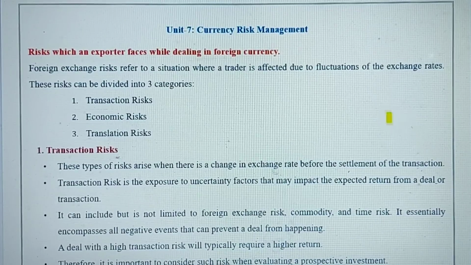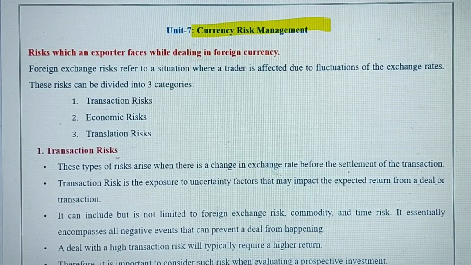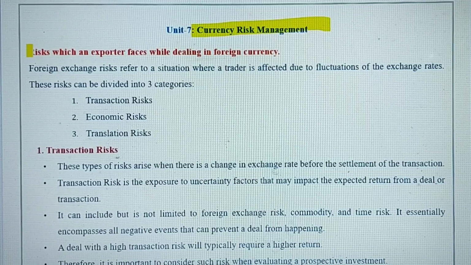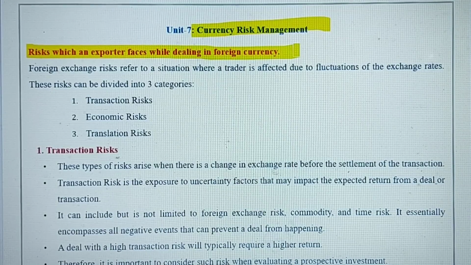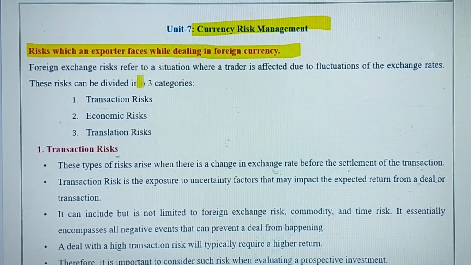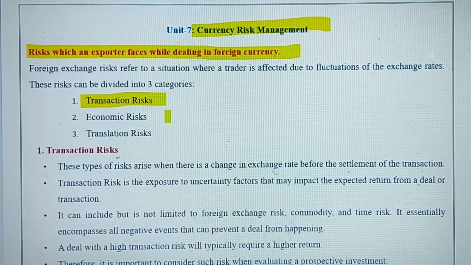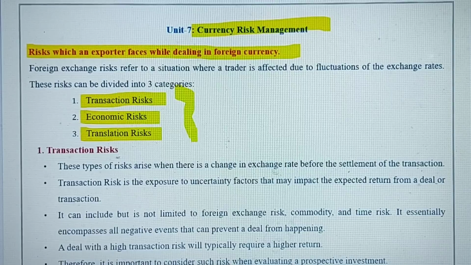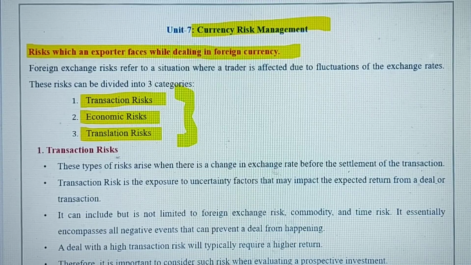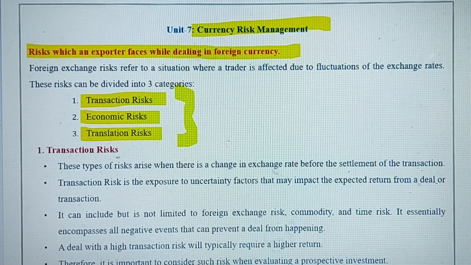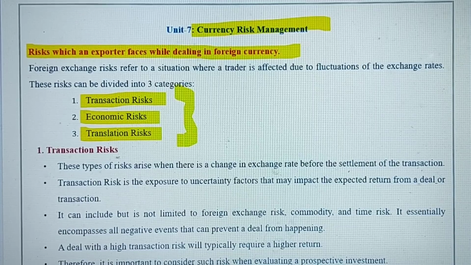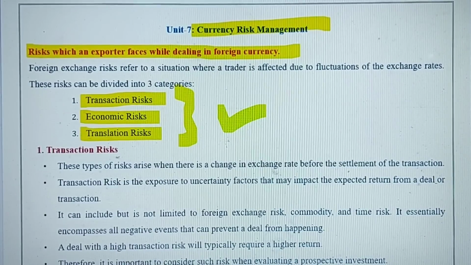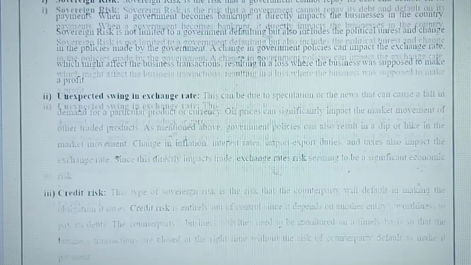Okay. Unit 7 is on currency risk management. And now in this unit, you should study about the different types of risk which an exporter faces while dealing in foreign currency. Basically, these three types of risk arise, like transaction risk, economic risk, and translation risk. So all these things, these three different risks, you might get in the short notes also, one of them. So get ready for this, very important one. And let's see few more important topics.